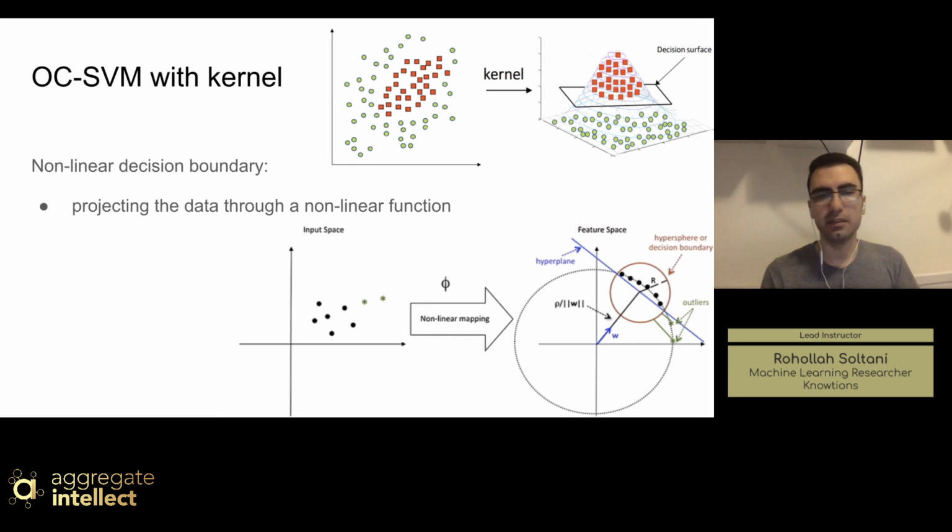And here, the same thing happens as well. During the workshop, we'll try different kernels, which is basically that nonlinear function, to project the data and see what the effect of it will be and which kernel will be best for our own data.